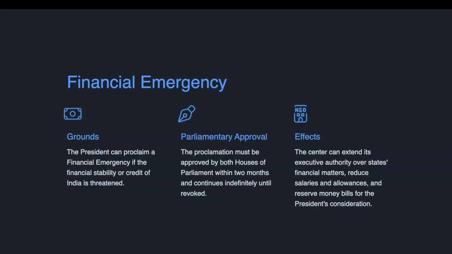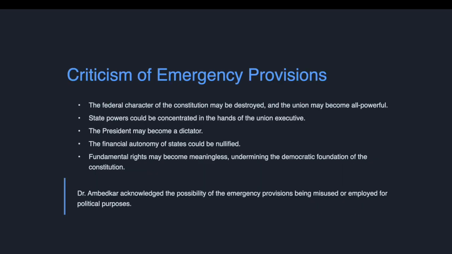Now we will see financial emergency. The grounds is the president can proclaim a financial emergency if the financial stability or credit of India is threatened. It requires parliamentary approval. The proclamation must be approved by both houses of parliament within 2 months and continues indefinitely until revoked. The effect is the center can extend its executive authority over states' financial matters, reduce salaries and allowances, and reserve money bills for the president's recommendation.